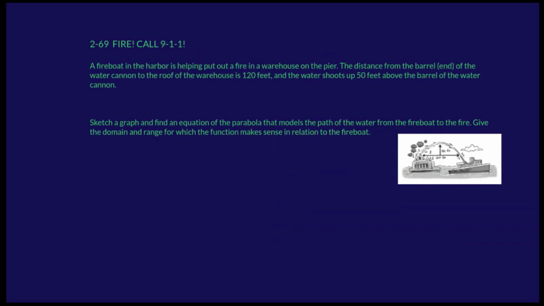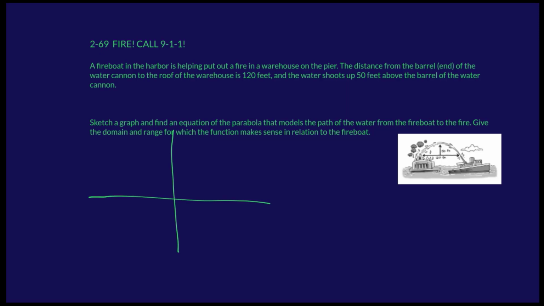Okay, so on 2-69 here, this is a parabola problem. It says a fireboat in the harbor is helping put out a fire in the warehouse on the pier. The distance from the barrel of the water cannon to the roof of the warehouse is 120 feet, and the water shoots up 50 feet above the barrel of the water cannon. Sketch a graph and find an equation of the parabola that models the path of the water from the fireboat to the fire, and then give the domain and range for which the function makes sense in relation to the fireboat. I'm just going to really quickly graph out a very, very rough parabola of this and show you that this is what we're looking for.